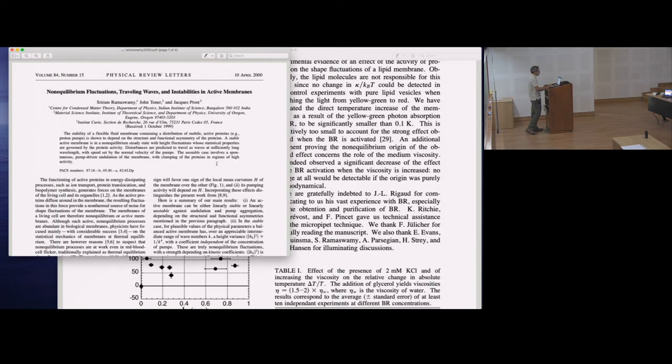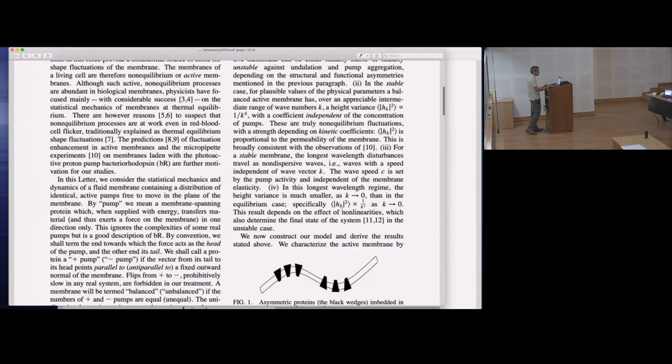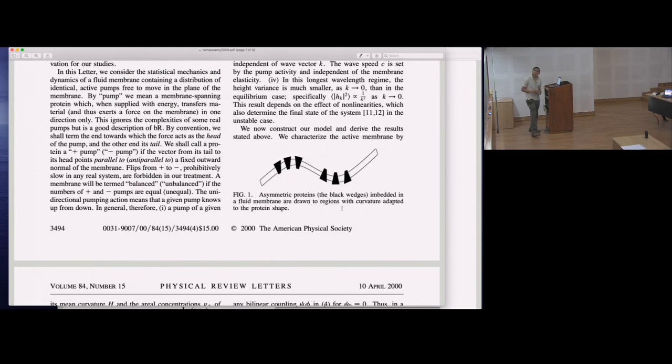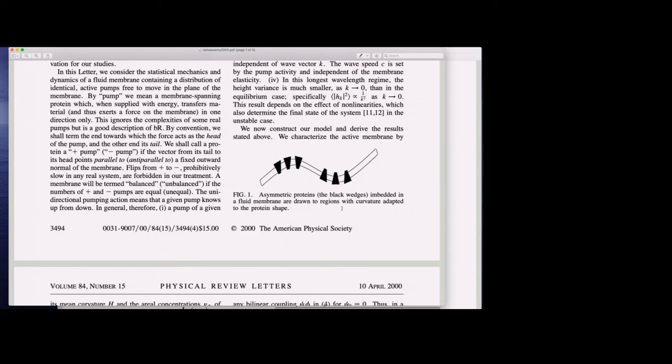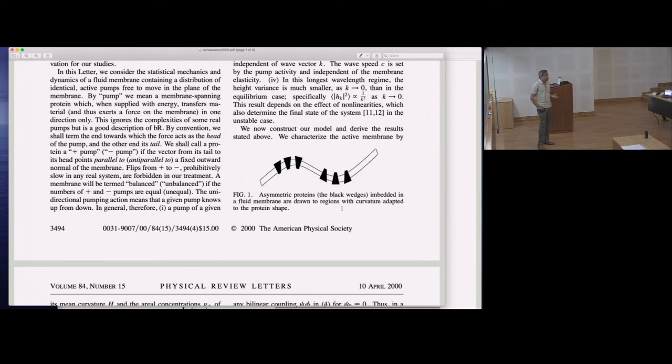And there is a paper where people like Sriram and others have tried to model this. In their case, what they consider is a case like this, where these pumps also have an asymmetry. Because of the asymmetry, the pumps have a preferred curvature. So if I create a positive curvature, pumps with an asymmetry of that type will try to go and accumulate at the region of positive curvature. And if I have a negative curvature, pumps of this type will go and accumulate at the region of negative curvature.